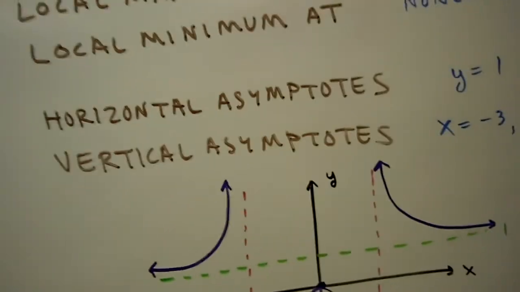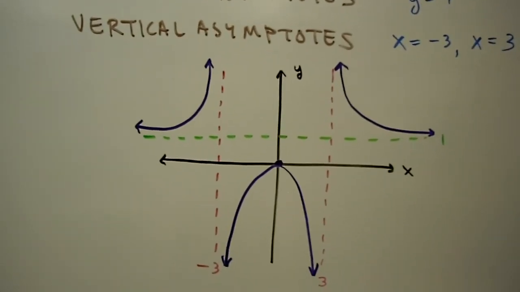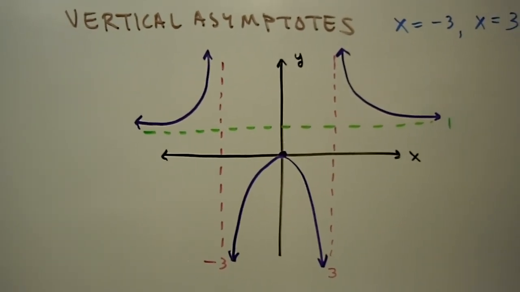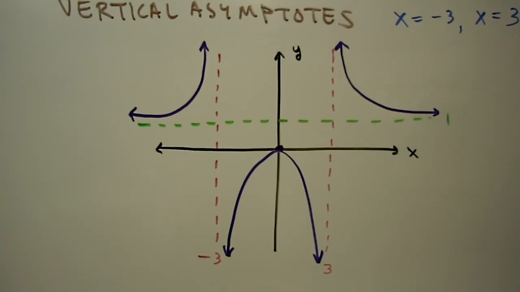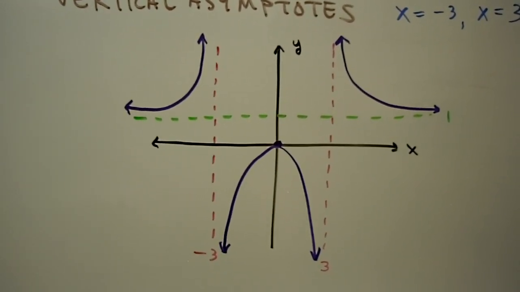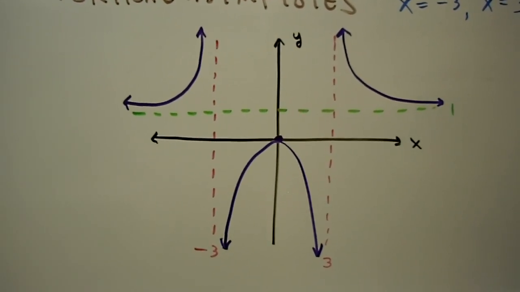So this actually produces what our graph would look like. Notice the horizontal asymptote, y equal to 1, the vertical asymptotes at x equals negative 3, x equals 3, and note where the function is increasing, decreasing, and it has a local maximum at x equal to 0.